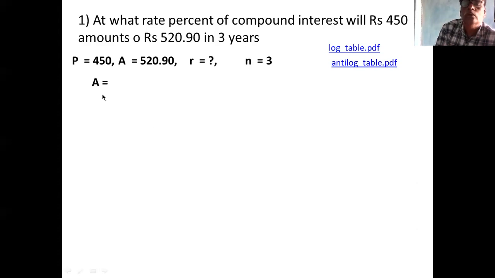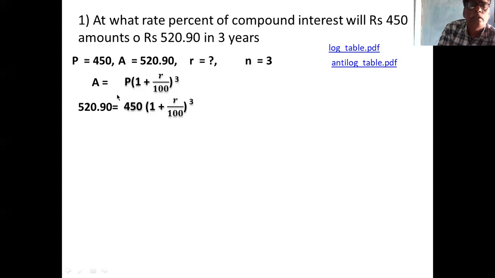Your equation is amount is equal to P into (1 plus R by 100) raised to N. In this equation, you fill in the available factors. A is 520.90, then P is 450, and 1 plus R by 100. You consider this bracket as one term.